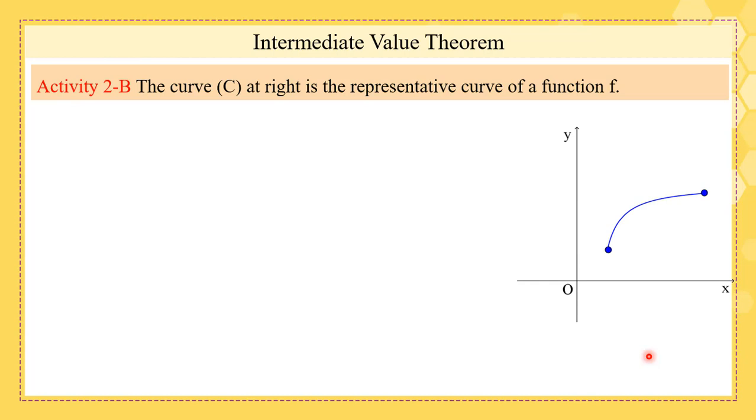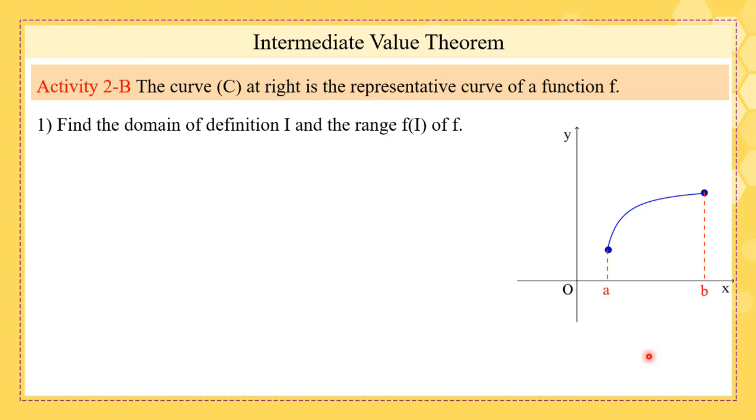Activity 2b, we have this curve. We need to find the domain of definition and the range of the function. Well, this is A, this is B. This is the domain of definition, which is A, B closed. Let's continue. If this is A, this would be f of A, and if this is B, this would be f of B, and the range would be the green part, the green segment, which is f of A, f of B. And in fact, this happens because the curve is strictly increasing and continuous. So to find the range of the function, we just apply f of A here and f of B here, being a closed interval.